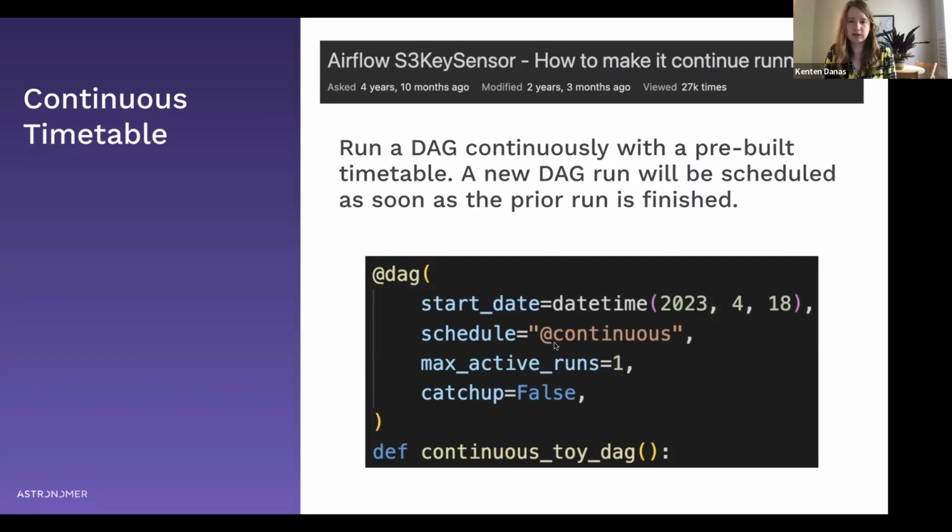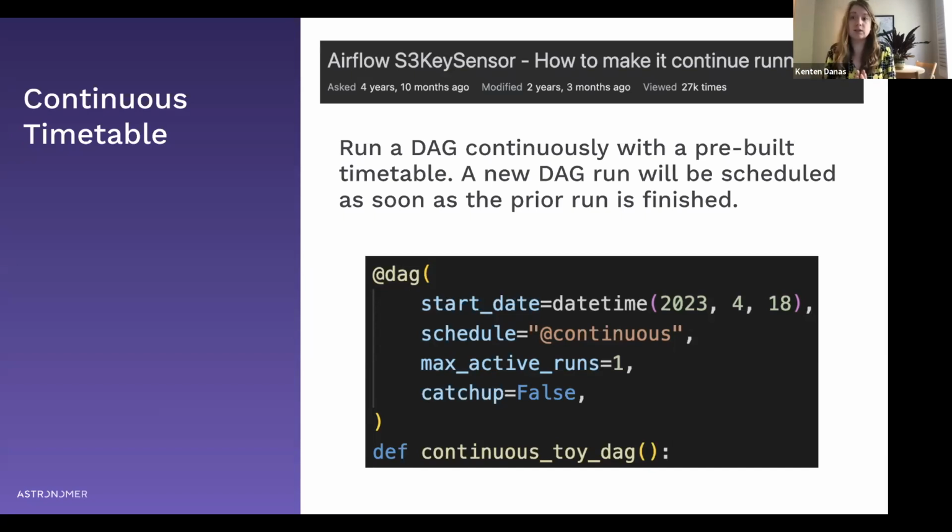It's just like what it sounds. It's called continuous, and it's going to make new DAG runs be scheduled as soon as the prior run is finished. The benefit of using this is if you have a DAG that you want to wait for something to happen, like with a sensor, and you just want it to be waiting all the time, this is a great way to implement that.